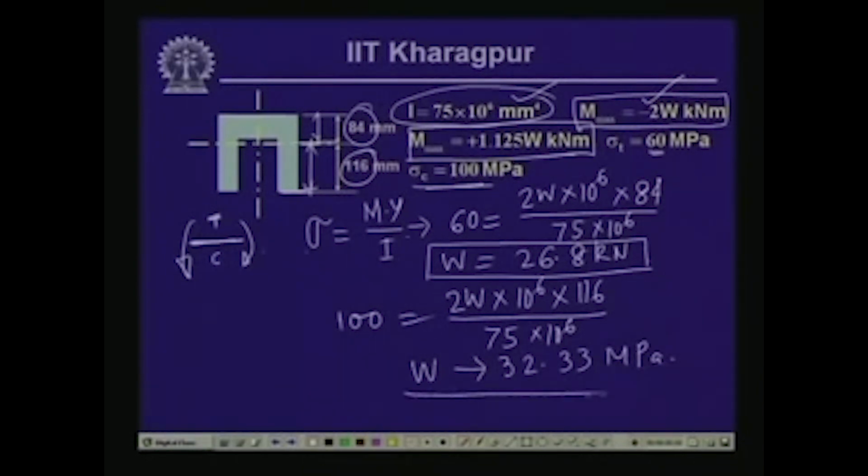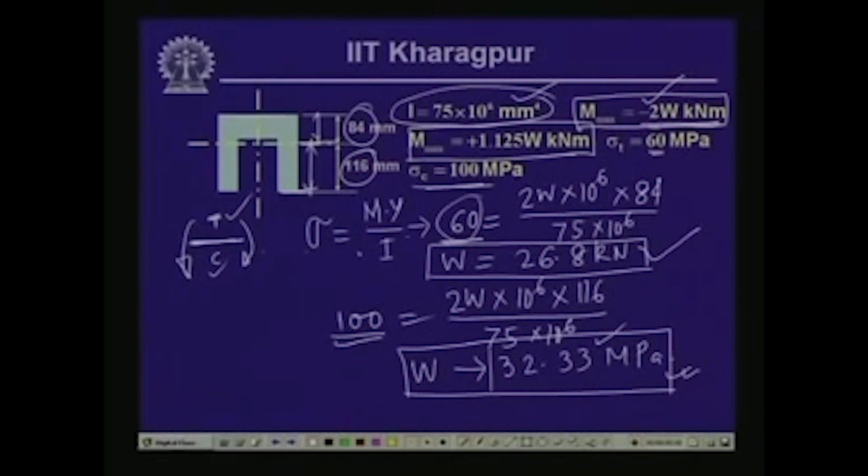So, corresponding to this bending moment, twice W, the maximum negative bending moment, we get the tensile stress at the top and the compressive stress at the bottom, and corresponding to these limiting values of the tensile and compressive stress, we get two values of W, which are 26.8 kilonewton and 32.33 kilonewton. Now, obviously, if we apply this larger load on this beam, then the stress level in tension will exceed 60, and as a result the beam will fail. So, we will have to limit ourselves to the load value of 26.8 kilonewton.